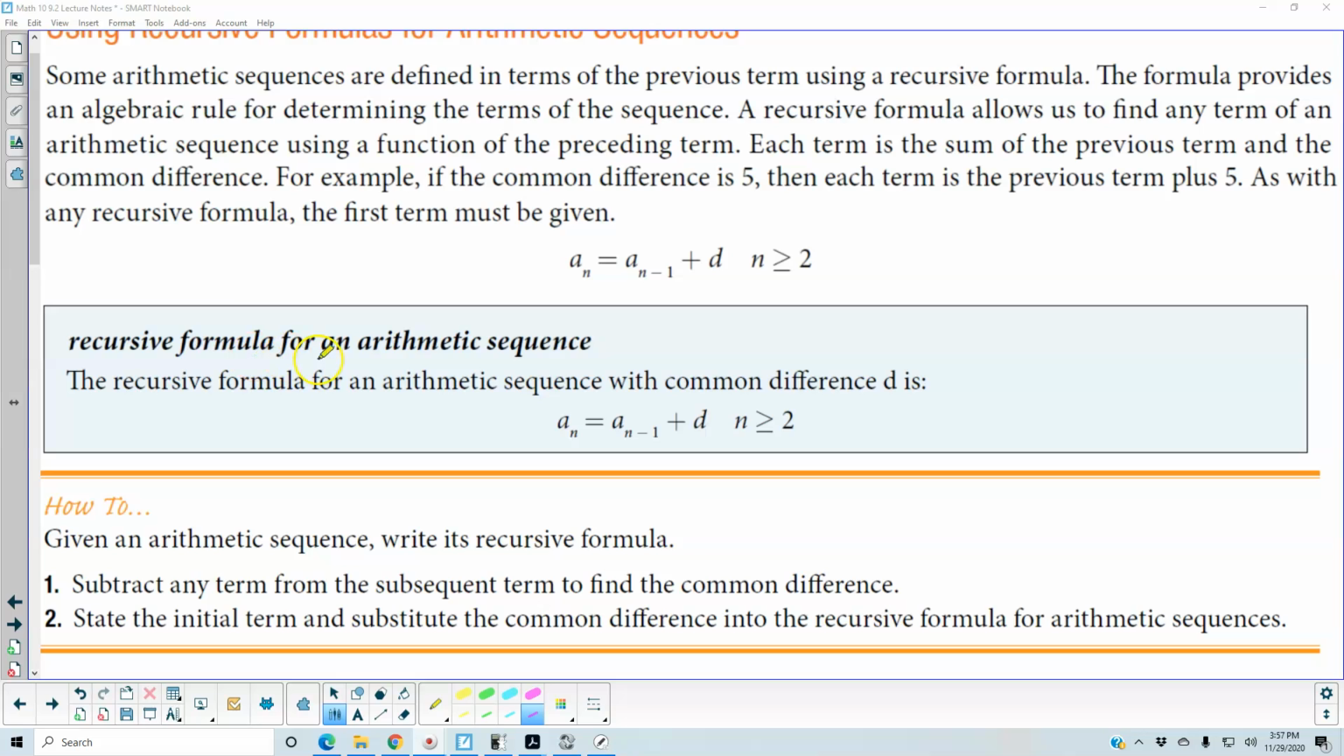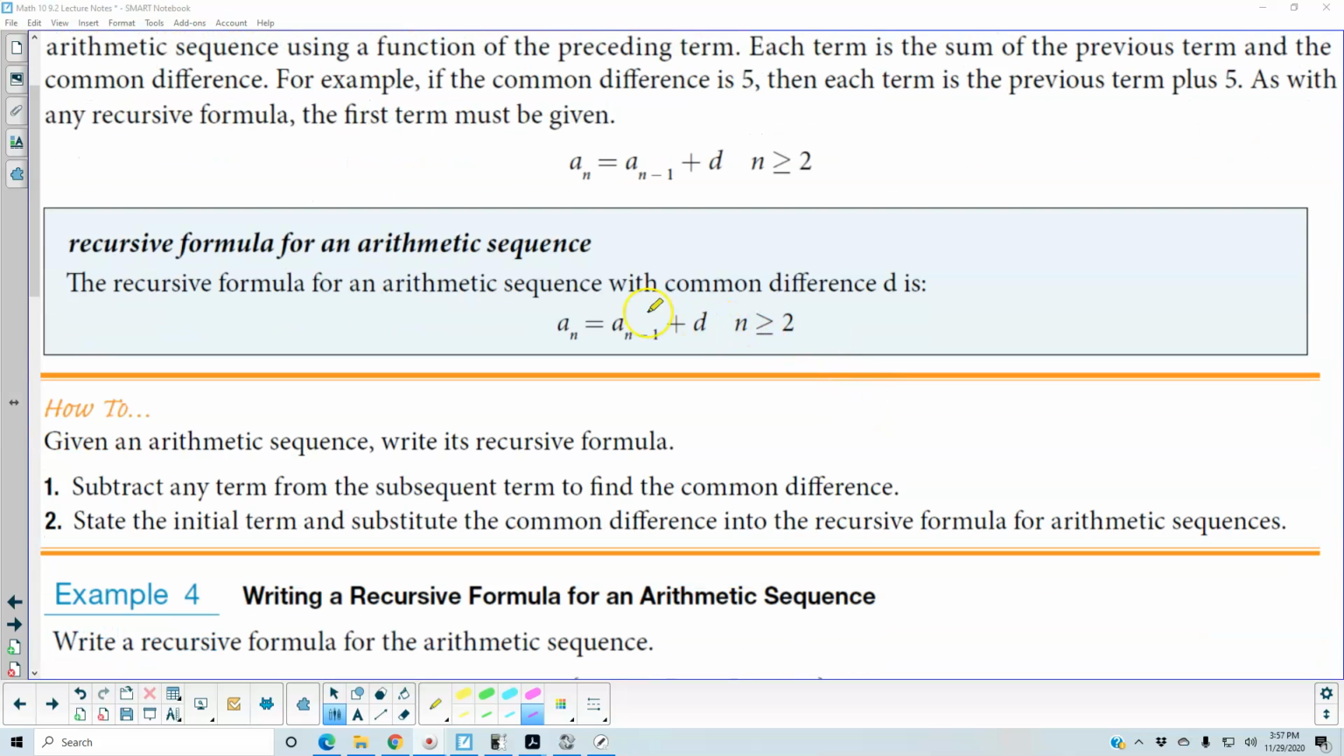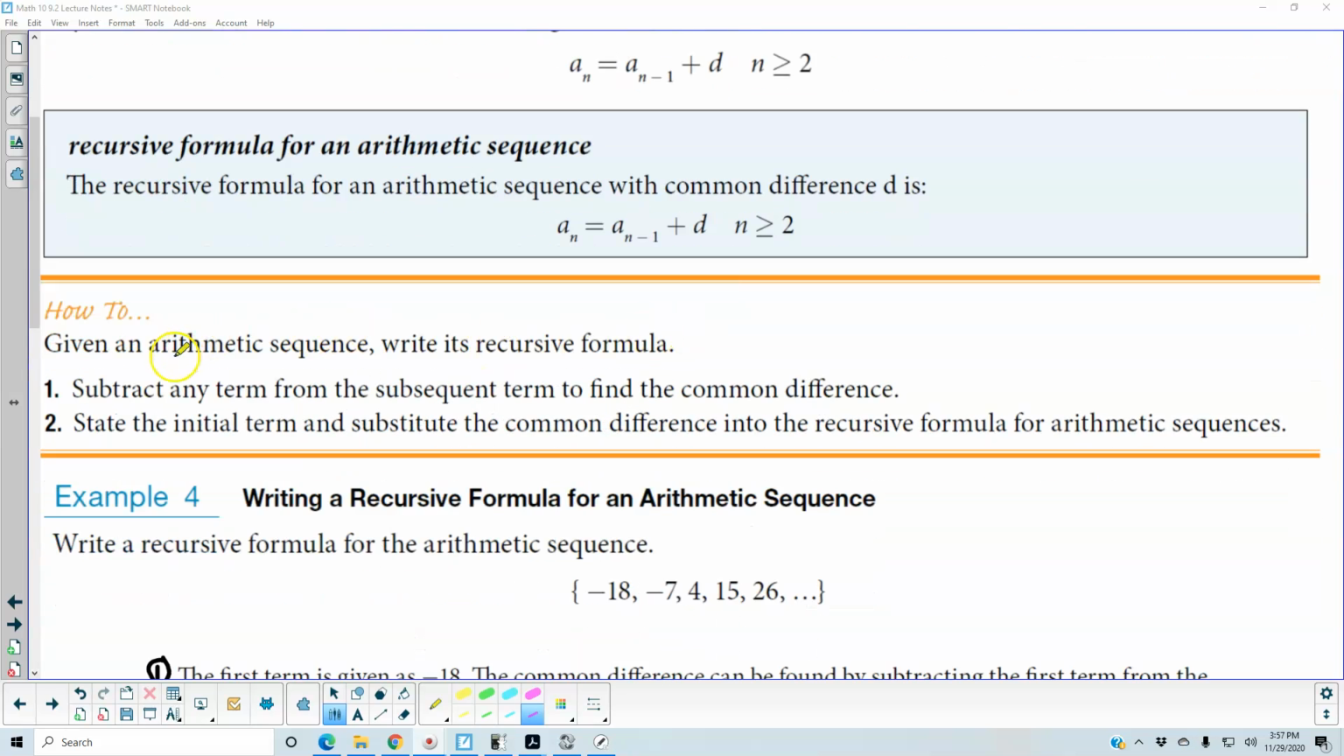So again, here is the recursive formula for an arithmetic sequence with common difference d. Now, given an arithmetic sequence, we want to write its recursive formula. We're going to subtract any term from the subsequent term to find the common difference. Then we're going to state the initial term and substitute the common difference into the recursive formula for arithmetic sequences.